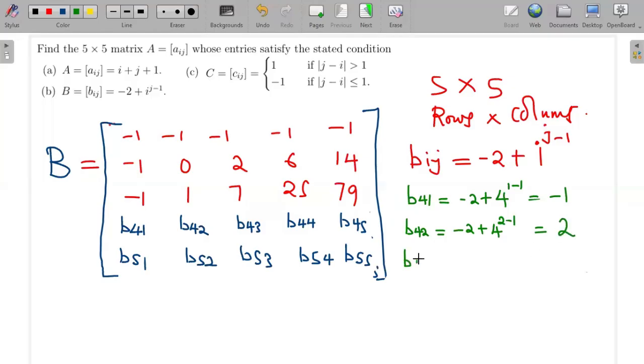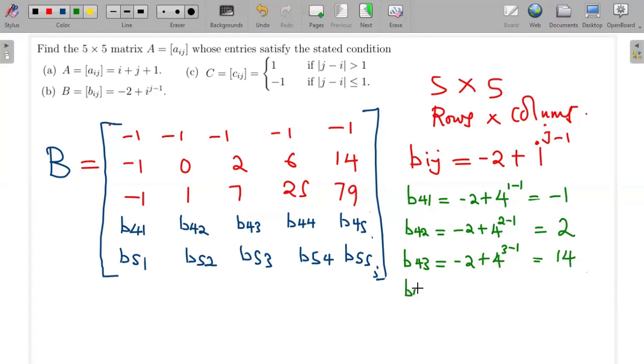And then B4,3 is equal to minus 2 plus 4^(3-1), which is equal to, 3 minus 1 is 2, 4 to the power 2, it's 16. Okay, 16 plus minus 2, that will be 14.